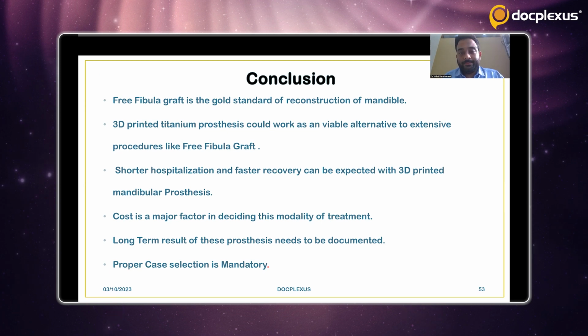Thank you so much, Dr. Parashami, for that very detailed and interesting case presentation on mandibular reconstruction using 3D printing technology. I'm sure it has provided a lot of insights and detailed information to our audience today.